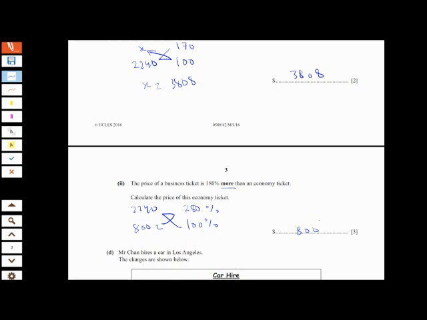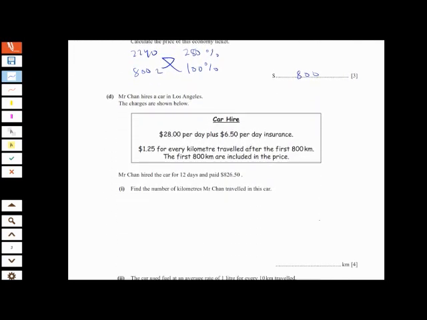That is your answer. And now this is a quite tricky question. So Mr. Chan hires a car in Los Angeles. The charges are shown below.